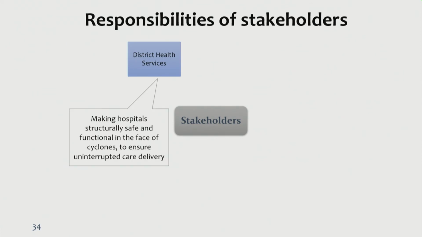District health services play a role in making hospitals structurally safe and functional in the face of cyclones to ensure uninterrupted delivery of health services. Their main activity is during the preparedness phase. Contingency planning is required to ensure adequate healthcare workers, consumables, electricity, oxygen, water, and food availability at the healthcare facility in the post cyclone period.